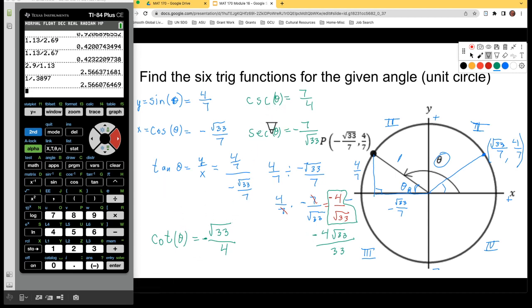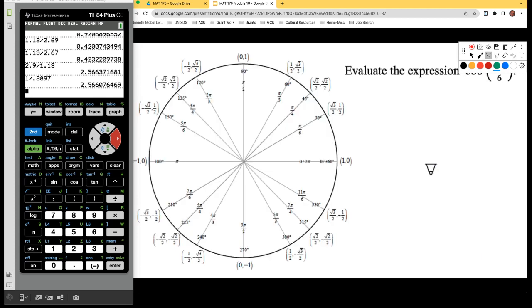But anyway, that's how we can get the 6 different functions with the unit circle, just knowing the coordinates of the point on the circle at that angle. Okay, so several of the homework problems have you do that.